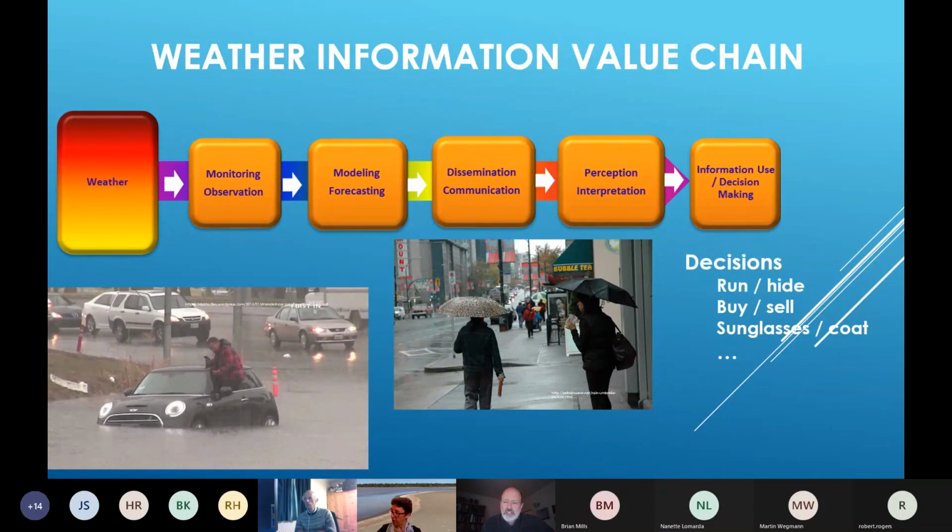Decision sciences can play a role here. Economics works closely with decision sciences. Do you shelter? Do you evacuate? Do you buy corn? Do you sell corn? Do you wear sunglasses or a coat? Do you drive into the intersection or don't you? In this case, this gentleman probably should not have driven into the intersection.